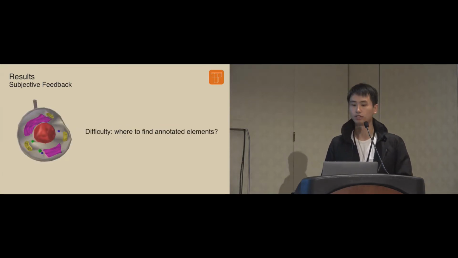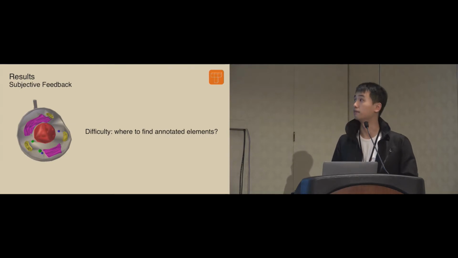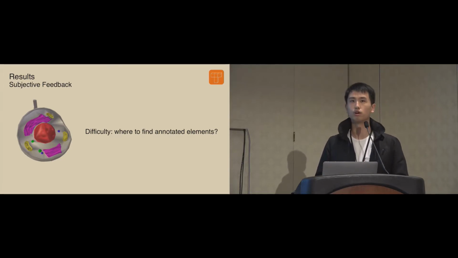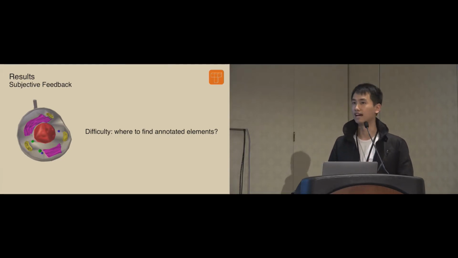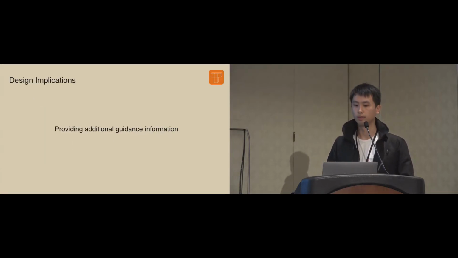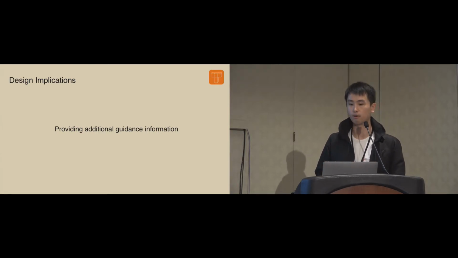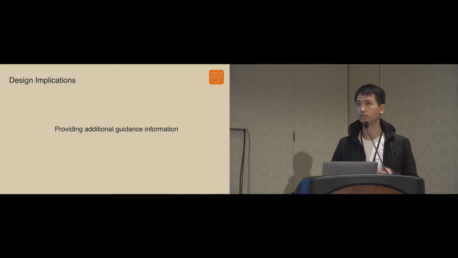However, participants also mentioned they had difficulty understanding models and finding elements. For example, if you don't know what a cell looked like before, and I give you a cell model, how would you know what part of the model was annotated and where to find the elements? So in the future, we think we should provide additional audio guidance. For example, when the user gets the model at the very beginning, the system will provide an overview and guide them to go through all the elements in the very beginning.